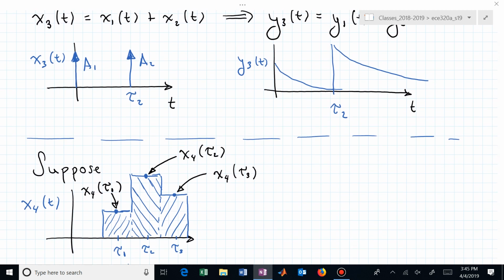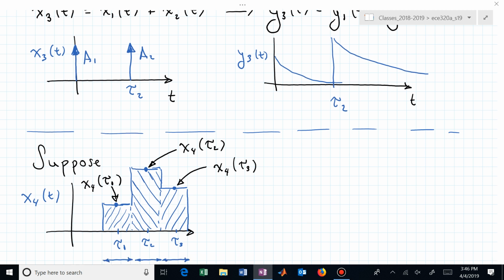Suppose this is the input, x sub 4. Now I'm saying suppose that for x sub 4, we know the value of that waveform at time tau sub 1, and we're just going to call that x sub 4 at time tau sub 1. Likewise, the center rectangle has a height of x sub 4 at time tau sub 2. Well, we know how to solve it if they were impulses. So let's just do an approximation.